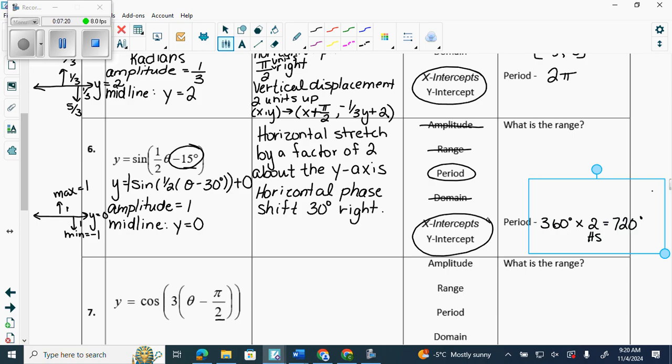What is the range? So we're going to go y such that -1 is less than or equal to y is less than or equal to 1, y is a member of the reals. Or [-1, 1].